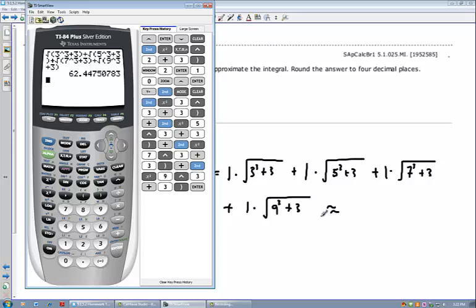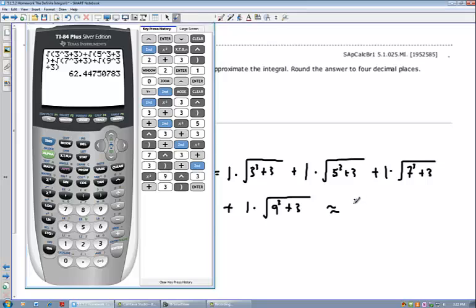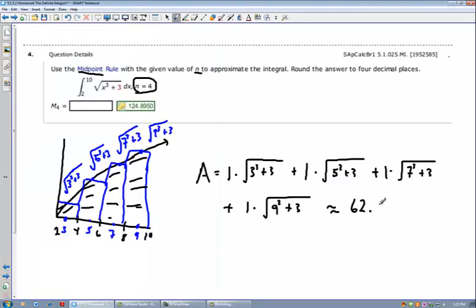And so I get out, if you round to 2 decimal places, oh, it says round to 4 decimal places right here, so 4 decimal places, I'm going to get 62.4475. Oh, and I'm off a bit.